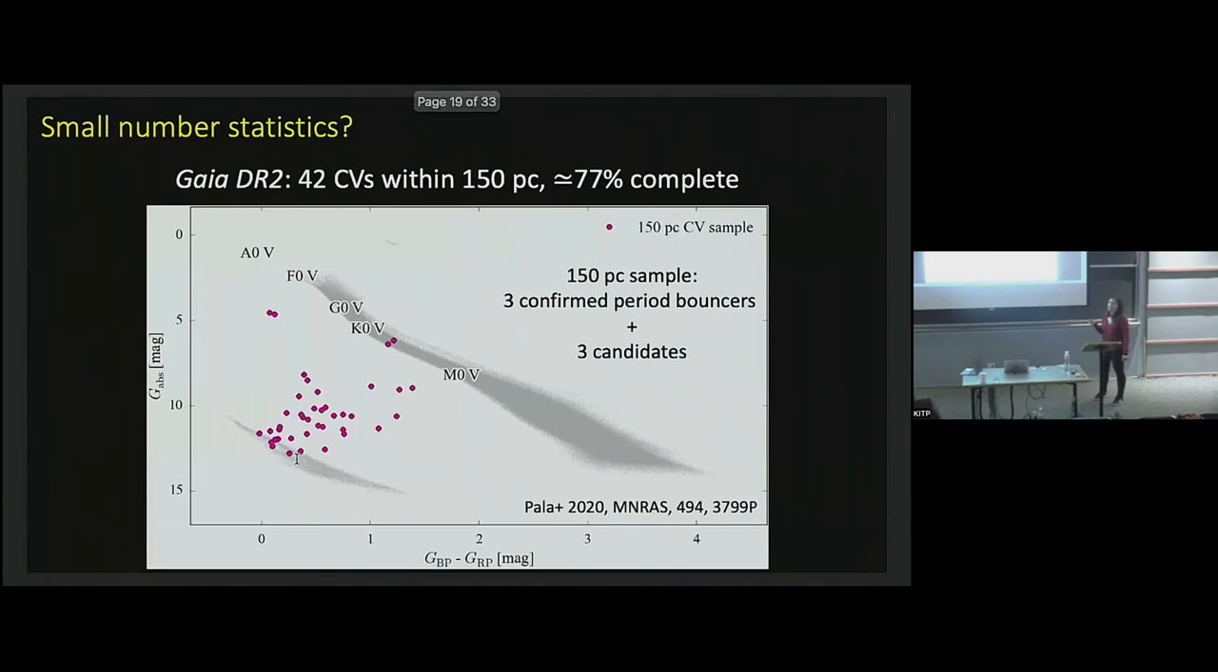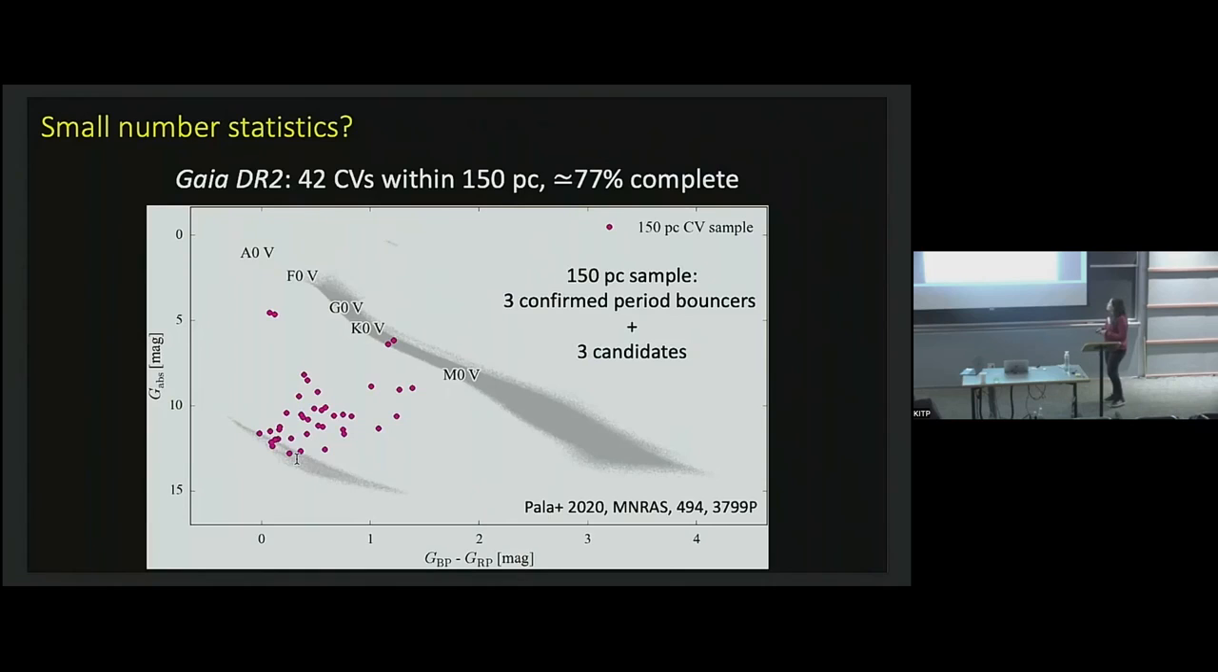And the alternative is that the 150 parsec sample is possibly affected by small number statistics. So we had 42 CVs, but we had only 3 confirmed period bouncers in the sample and 3 candidates, so only 6 systems in here. So is small number statistics affecting our results on the fraction of period bouncers?